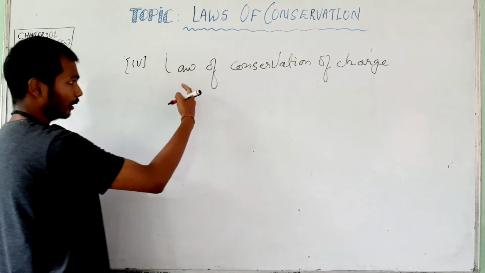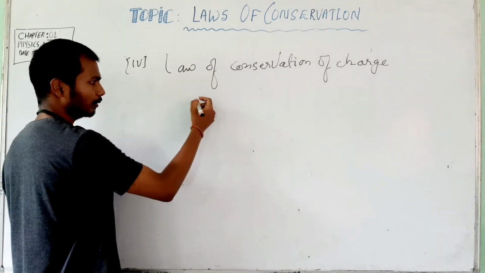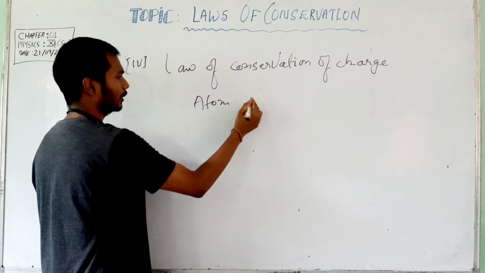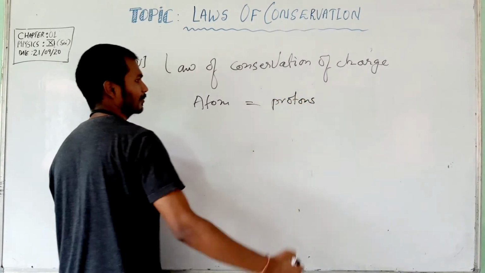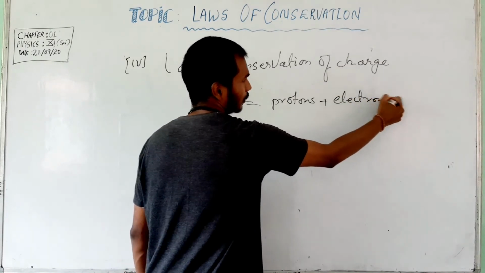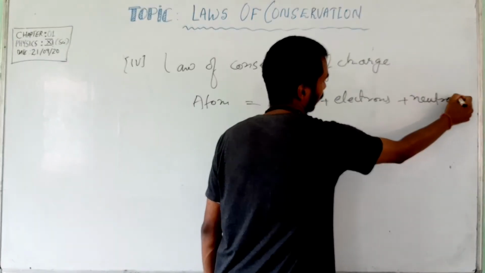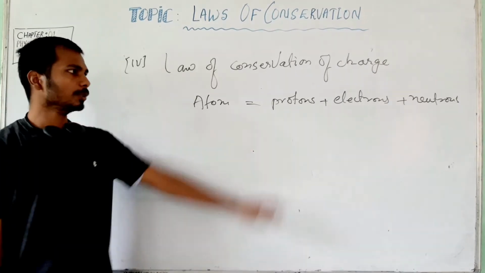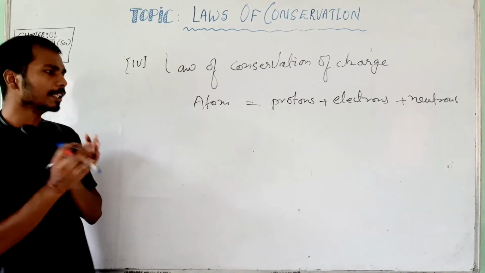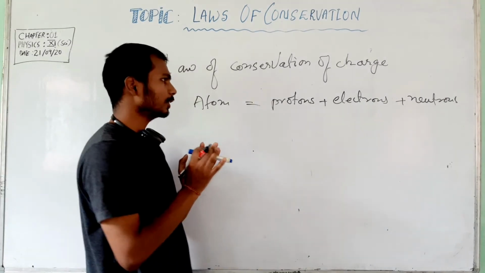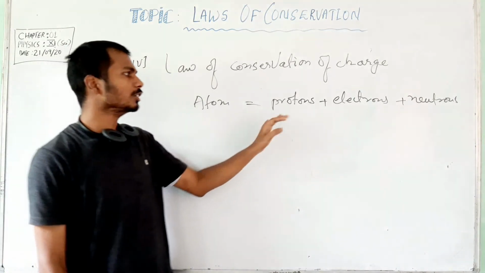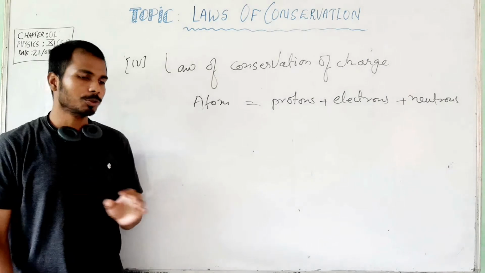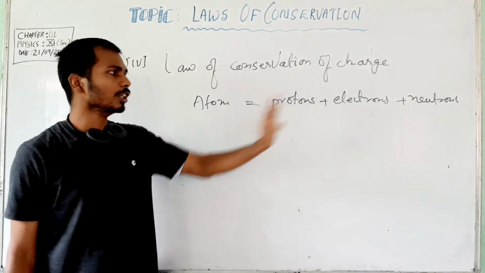Now, according to the law of conservation of charge, we know that in an atom there are protons, neutrons, and electrons. Atom equals proton plus electron plus neutron. These are the subatomic particles, meaning the particles inside the atom. When we consider a neutral substance, the number of electrons and the number of protons are the same. Matter is made of atoms, and inside that atom protons and electrons are equal.